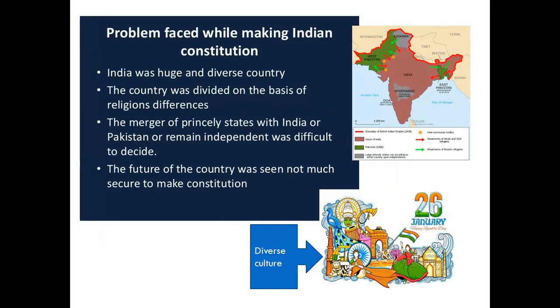First of all, the first problem was that India was a huge and diverse country. Area wise, we have all kinds of climatic conditions and we are geographically different. Our culture is different. So much was different in all aspects. Making the nation united and making a constitution by satisfying each and everyone was a big task for the country. So this was the first challenge. India was a huge and diverse country.